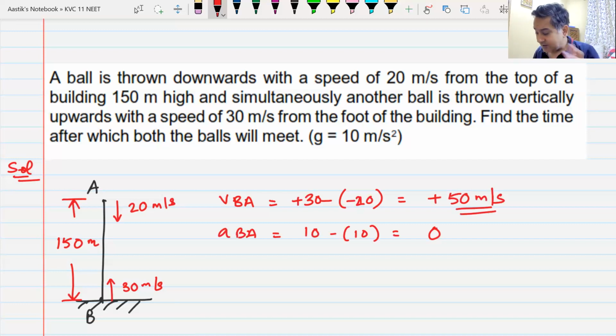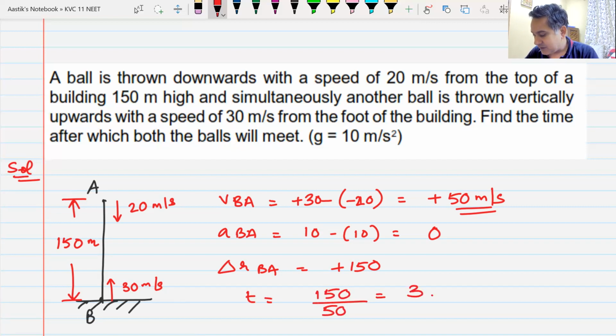Now, what is the displacement of B with respect to A? How much does B have to move with respect to A? It is 150 meters. And there is no acceleration. So how much time will it take? Displacement is 150, velocity is 50. They will meet after 3 seconds.